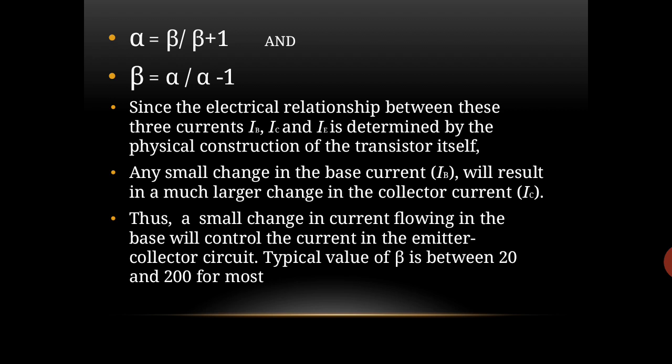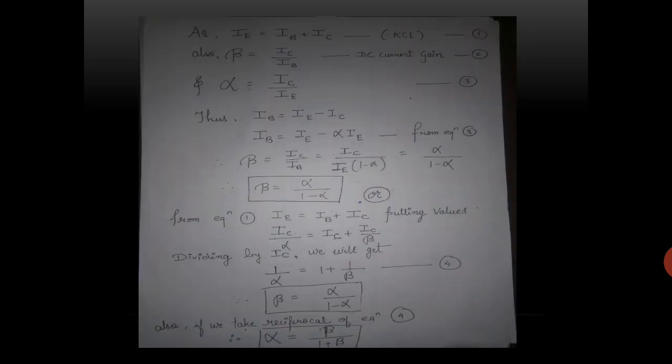Means IB can change IC. Thus, a small change in current flowing through the base will control the current in the emitter-collector circuit. So, the typical value of beta is between 20 to 200 for most transistors. Okay. So, here is the derivation of how we can get the beta and alpha relation. It is an important question as far as this topic is concerned.